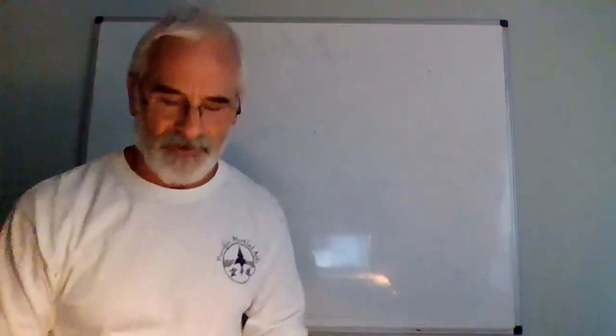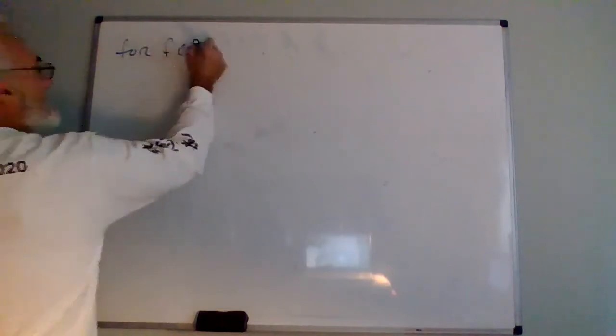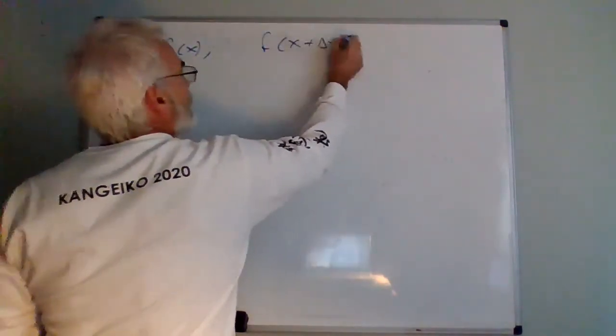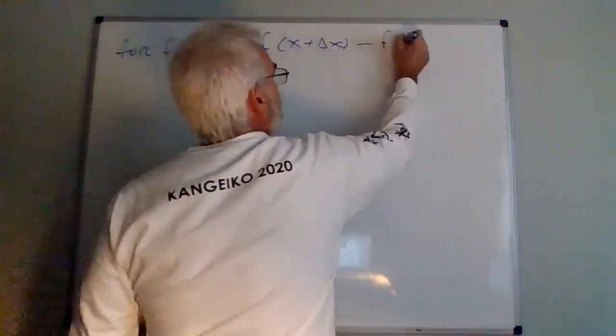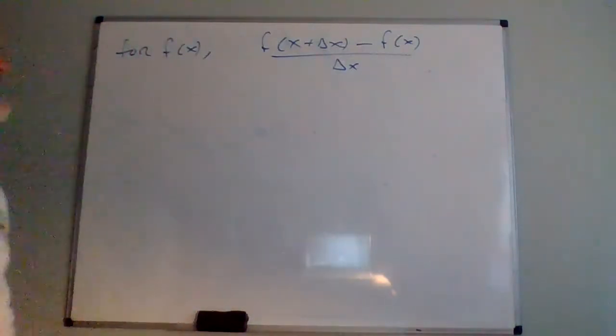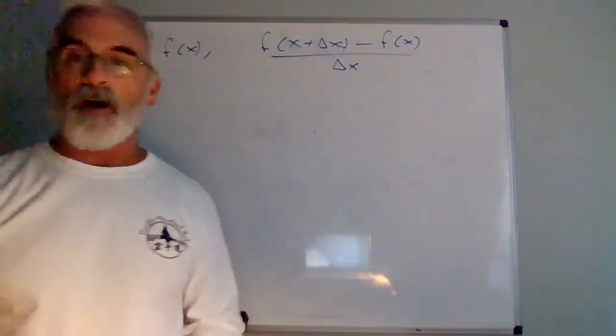Now, the name is so generic and ambiguous. Basically, for any function f of x, I want to find what is f of x plus delta x minus f of x, all divided by delta x. Delta x would be the change in x.